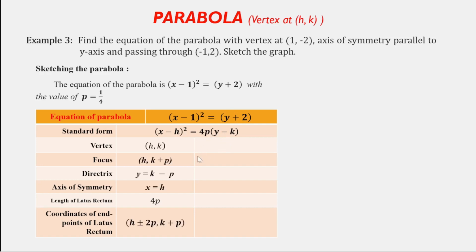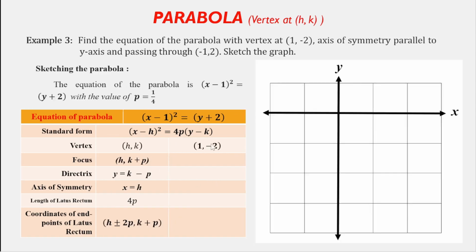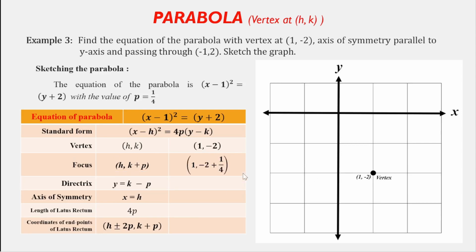These are the coordinates and the equation in sketching the parabola when it opens upward and the vertex is located at (h, k). The vertex is given, which is the coordinate (1, -2). As we plot now the vertex, this is the location of the vertex in the graph. Then the focus is found by substituting the values for h, k, and p.